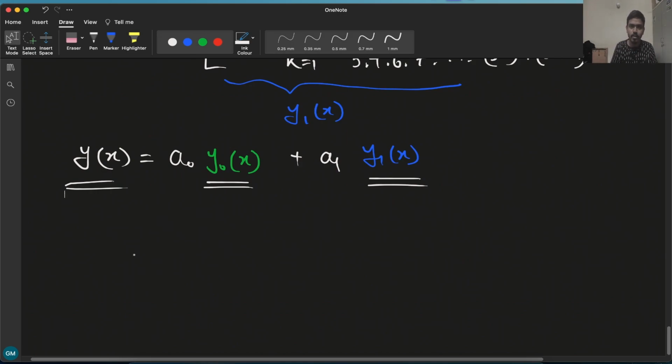So that's one example for this class. In the next class I will do another example, and then I will take some examples from the Frobenius method, that is for regular singular points.